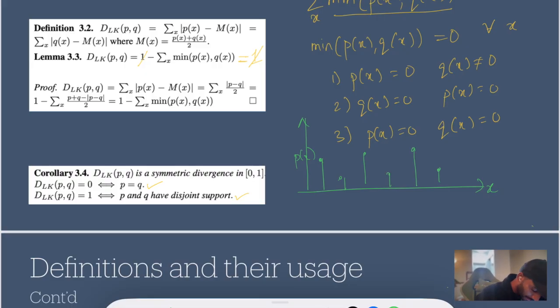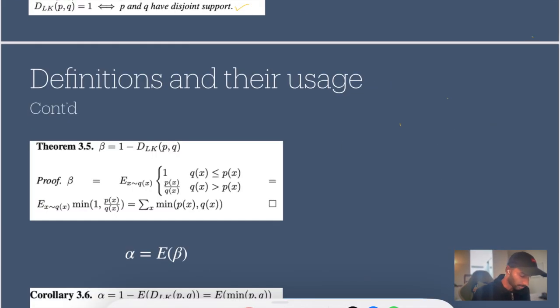And if you can think about how it's going to be for Q of X, then because they're disjoint, right? So that is Q of X. Okay. So the corollary, 3.4, basically tells us that if P and Q are the same, then the symmetric divergence is 0. But if P and Q are pretty dissimilar, then the symmetric divergence takes its highest value, which is 1. Now, let us define a term called the acceptance rate, beta.